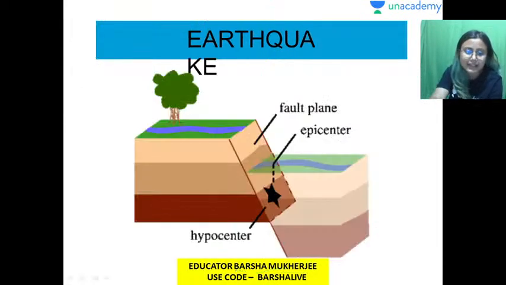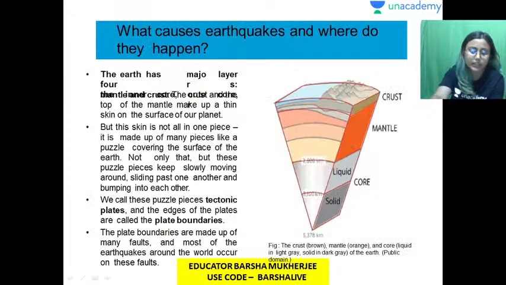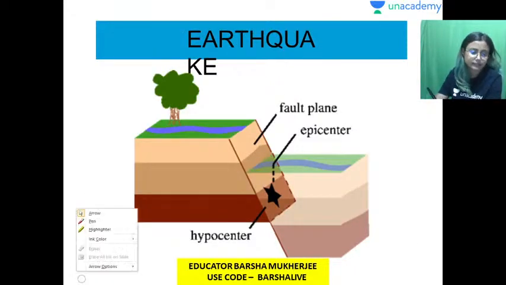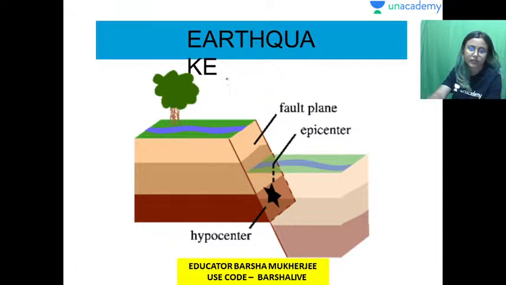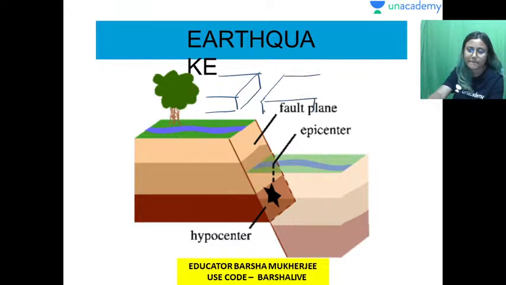So there are two things that you need to remember. Fault plane, the exact place where two plates collide with each other. This is number one plate. This is number two plate. Right? Now the plates are colliding here. So this plane, iska ye wala plane, is known as a fault plane.